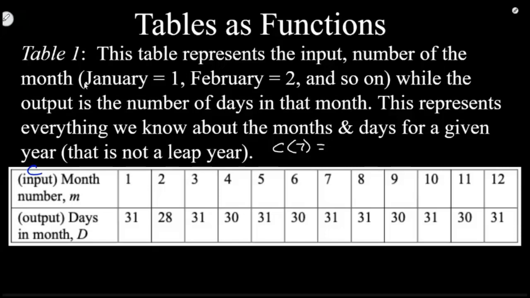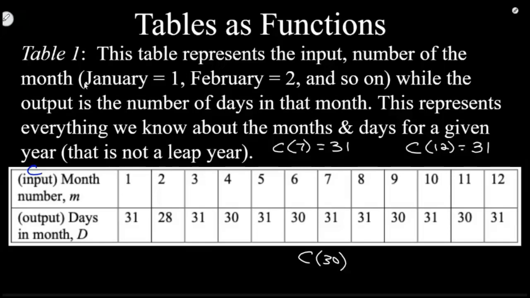31. Yeah, input value is 7, right? That's what this means. Output value is 31, right? If I asked you what is C of 12, what would that be? 31, right? Input value is 12, output value is 31. Now, if I was really mean and I asked you what is C of 30, what would you say?